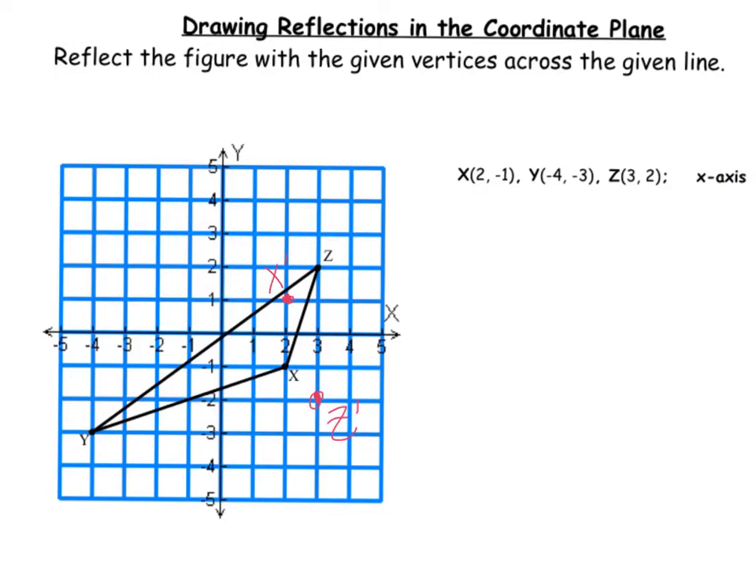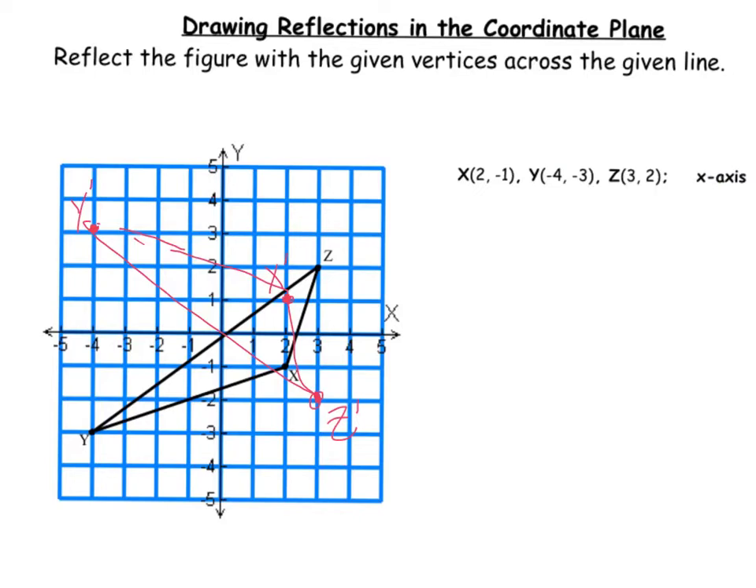Same thing with Y. It is down 1, 2, 3, so we're going to go up 1, 2, 3 places. And we're going to label it Y prime. And then we're going to connect the dots, make our triangle, and aside from my ugly marks, it looks exactly the same as our other triangle, just flipped along the x-axis.